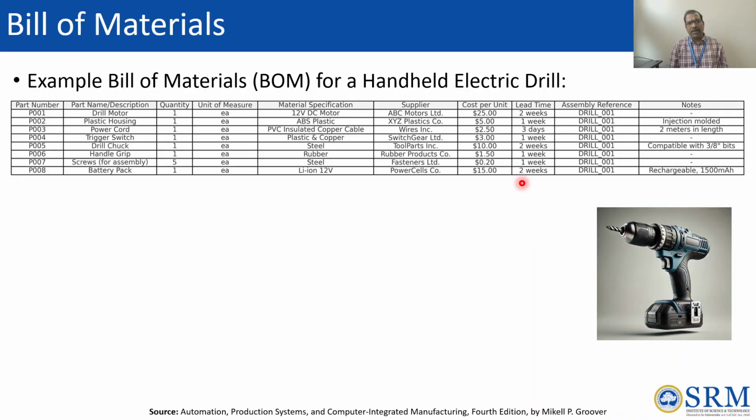Similarly, for the maximum, it may take 2 weeks. So in between we can process other things, and finally once we receive the drilling motor and the battery pack, we can assemble it together and give it to the market once ready. When we want to plan our production process and delivery time, this information is also needed, which is available in our bill of material.